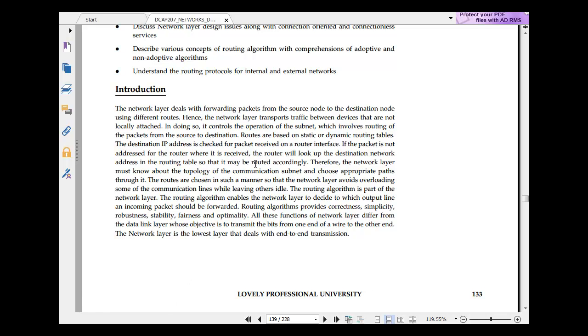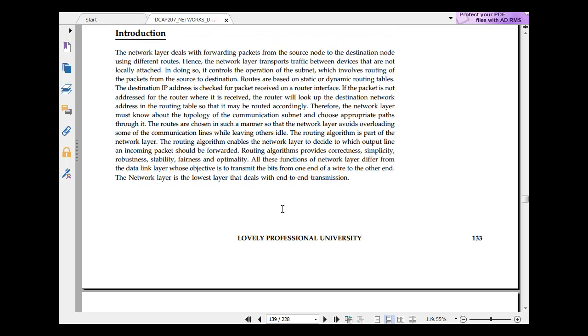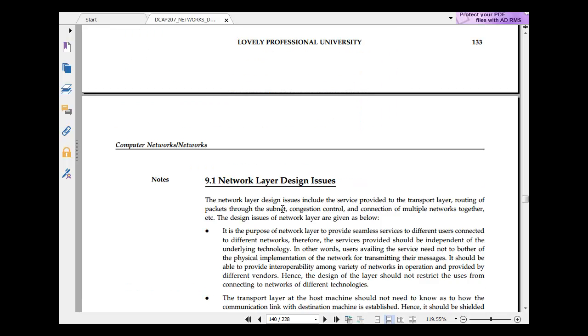The destination IP is checked for a packet received on a router interface. If the packet is not addressed for the router, the router will look up the destination address. The routes are chosen in such a manner that the network layer avoids overloading some of the communication lines while leaving others idle. The routing algorithm is a part of the network layer. The routing algorithm enables the network layer to decide which output line the packet goes out on.